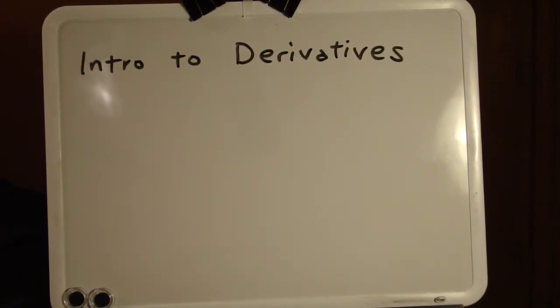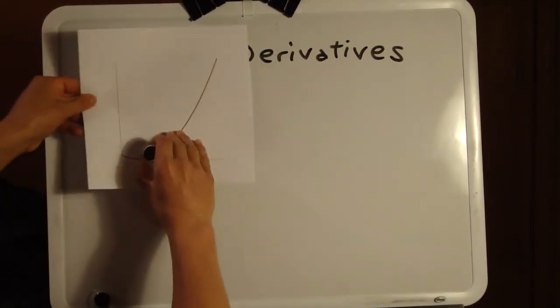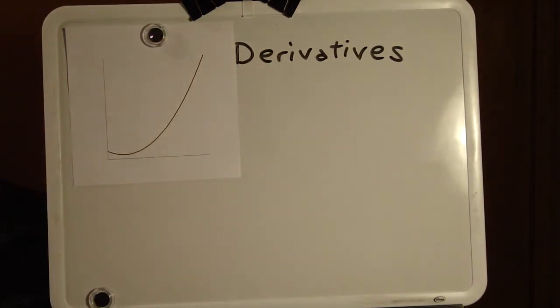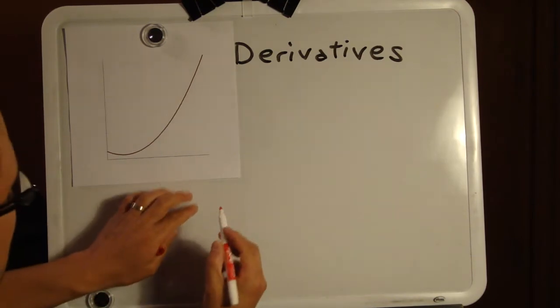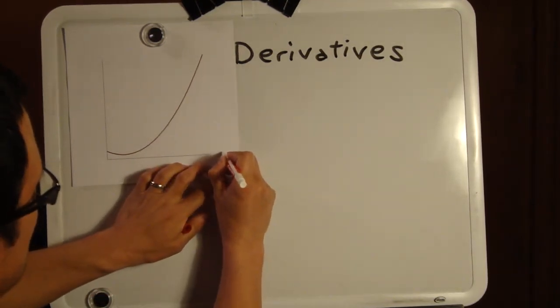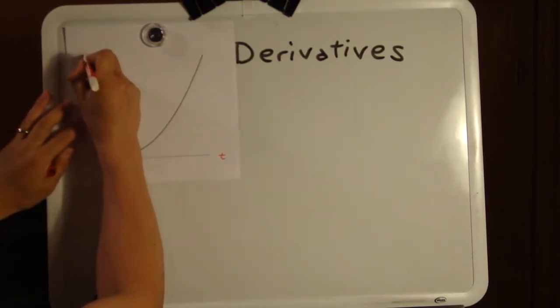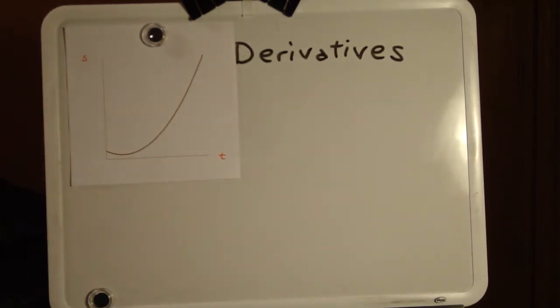Okay, this lesson is on the introduction to the derivative concept, a really important lesson, and we're going to start things off just by talking about a graph. So we're going to take a look at this graph here, and we're going to relate this to some of the earlier content that we talked about. I'm going to call this T for time, and then S over here can stand for position.